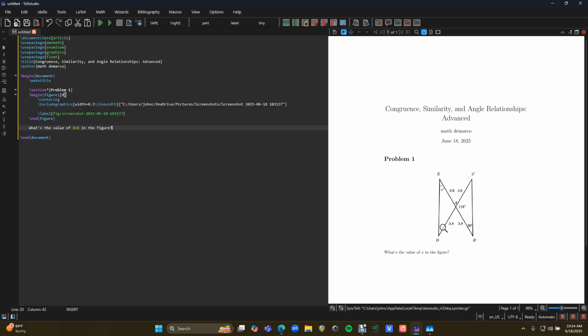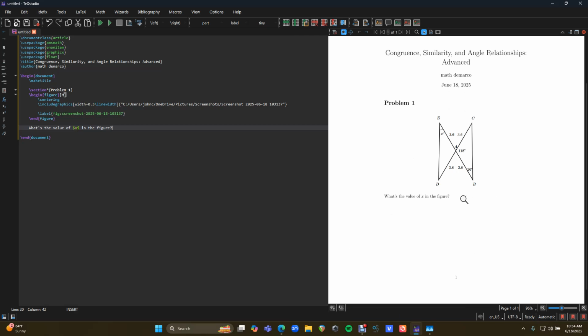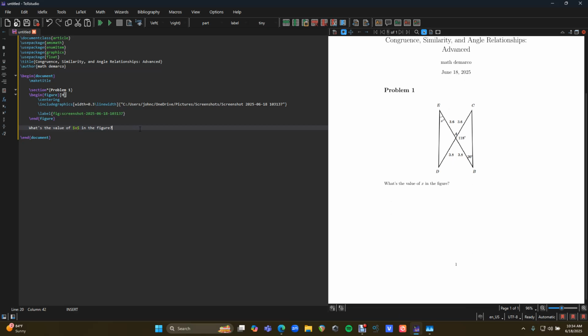Something along those lines, right? What's the value of x in the figure? Yeah, that's perfect. Okay. So, we just need to go through the flow of the solution that we just explained. Let's write a little solution. And I think we said it was 32 degrees. So, let's go 32 to the power of circ. And do that. So, we have a nice solution there.